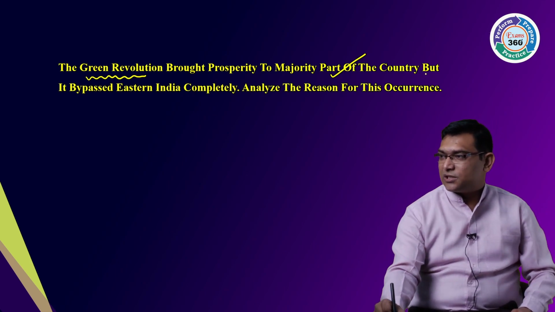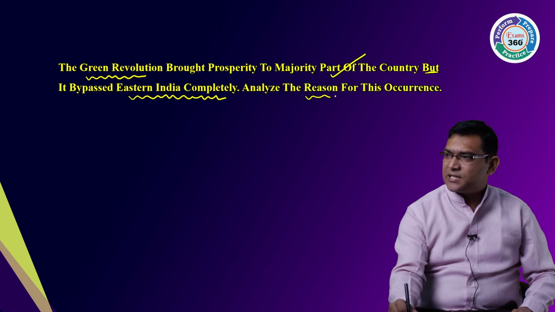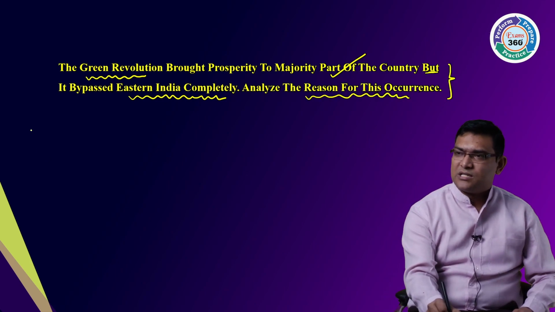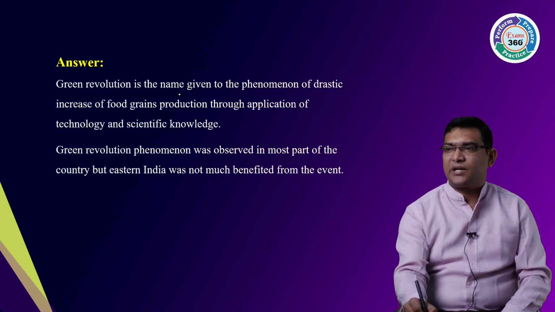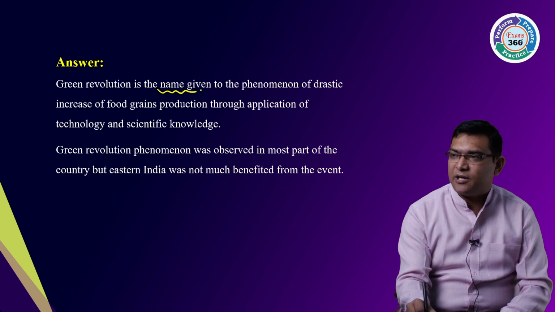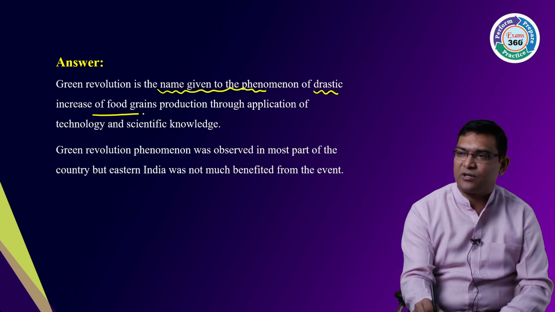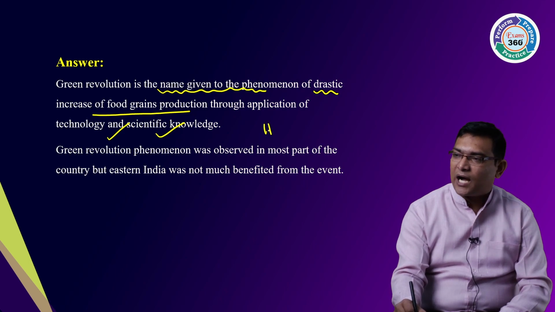But the question is, it bypassed Eastern India completely. Analyze the reasons for this occurrence. What are the reasons for this? Simply, I'll start with the Green Revolution. Green Revolution is a name given to the phenomenon of drastic increase in food grain production through the application of technology and scientific knowledge. What is that? High yield variety seeds.